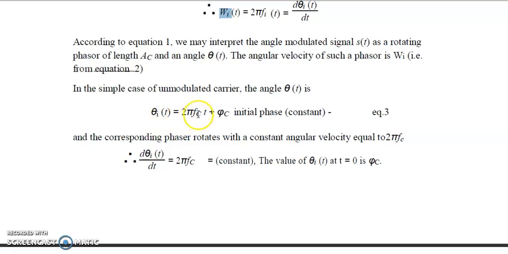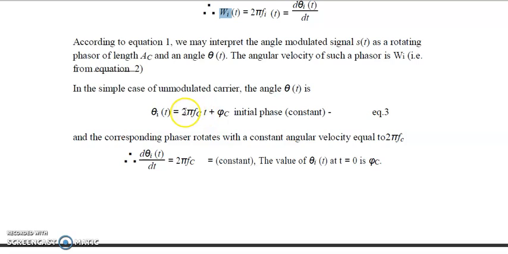Fc means this c is a subscript for f. Fc means carrier frequency, the frequency of the carrier wave. So it is 2 pi fct, as I have just explained. The phase angle is 2 pi fct plus this phi c, that is the initial phase constant. The total phase angle is theta t, but for any instant, what is the phase angle difference?